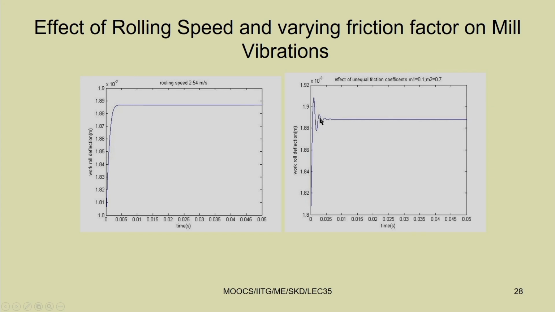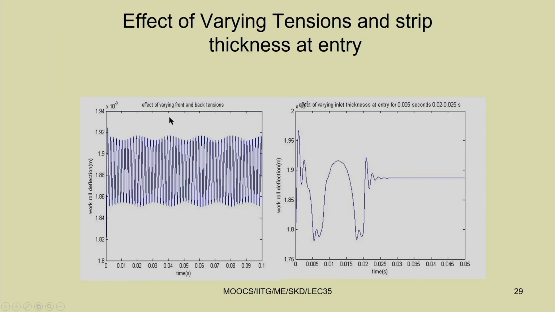You can see that initially there are no oscillations here, but in this case some oscillation takes place. There is an initial roll gap, and it will recover through this initial roll gap and then it is smooth. But in this case there is an initial deflection, which will result in chatter mark in the sheet, and you can get more chatter mark.